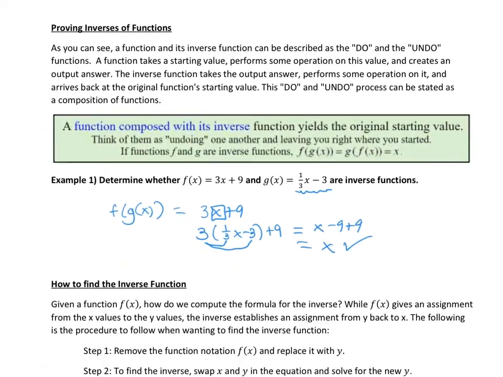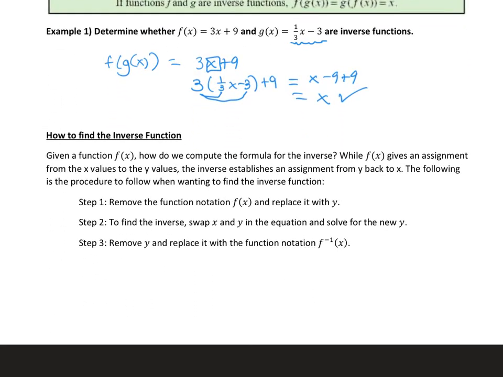All right, moving forward. At the bottom here, it says, how do we find the inverse function? So given a function f of x, how do we compute the formula for the inverse? While our function f of x gives an assignment from the x values to the y values, the inverse establishes an assignment in reverse, from the y values back to the x values. The following is the procedure to follow when wanting to find an inverse function. Here are 3 simple steps that you're always going to want to follow when finding an inverse.